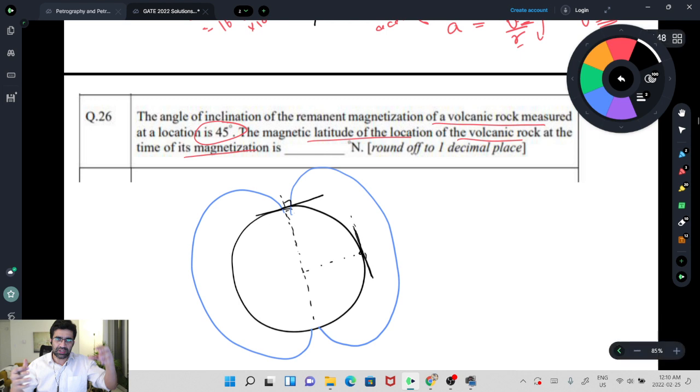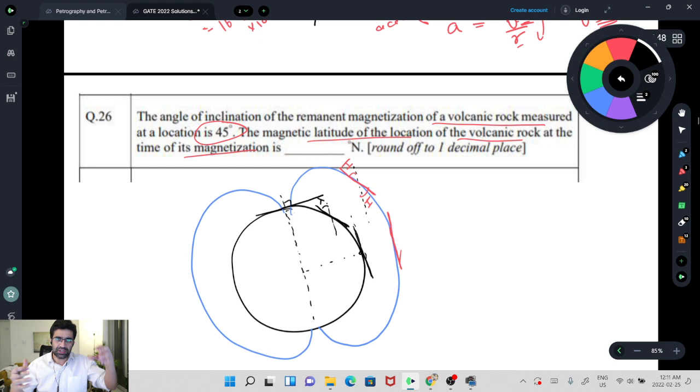Now the same thing you can calculate using this magnetic field as well. So this will give you basically this angle that you'll get here. You can imagine that line, and here it will be like this. So this is the magnetic inclination, right? And then the one that you're going to get here will be latitude.